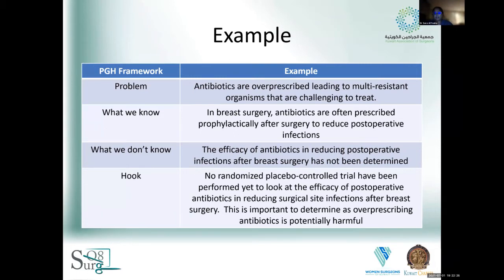Another example could be, we have multi-resistant bacteria because antibiotics are overprescribed. What we know is that in surgery, we give a lot of prophylactic antibiotics after surgery. What we don't know could be, we don't know if these antibiotics actually help, and no one has studied it. So your hook could be that, since no one has done an RCT to look at this, we want to determine this by carrying out an RCT to study this. So that's the general idea. So you can even do it as 4 paragraphs when you're writing your introduction.